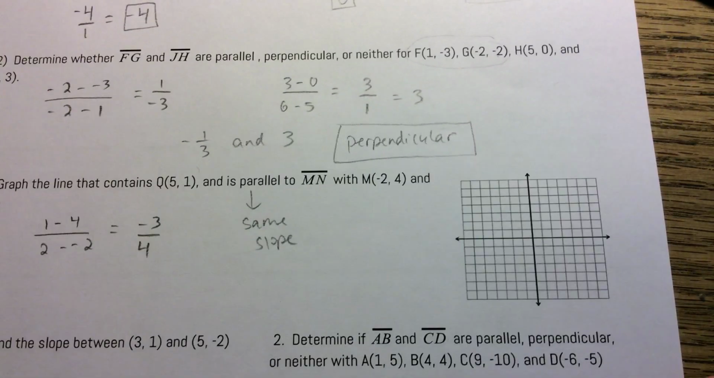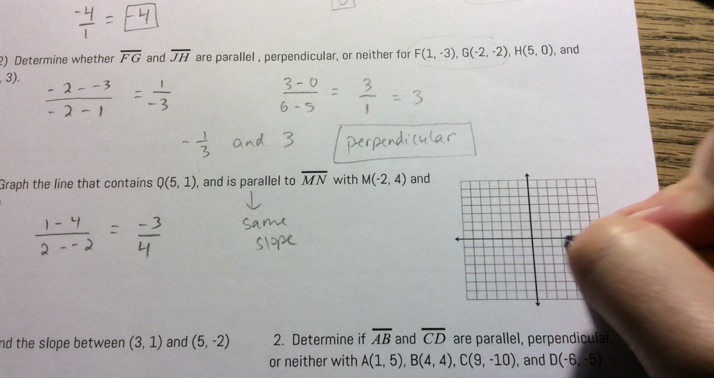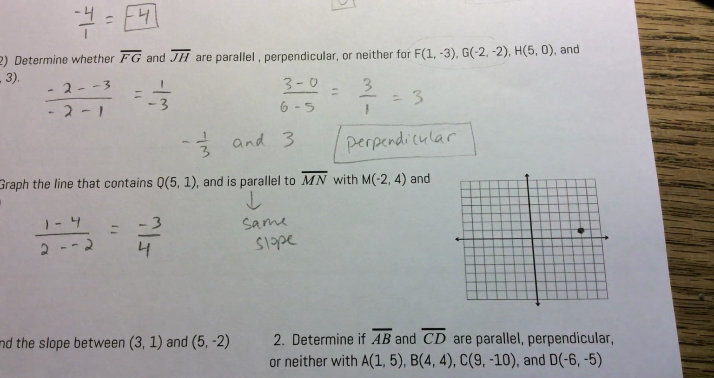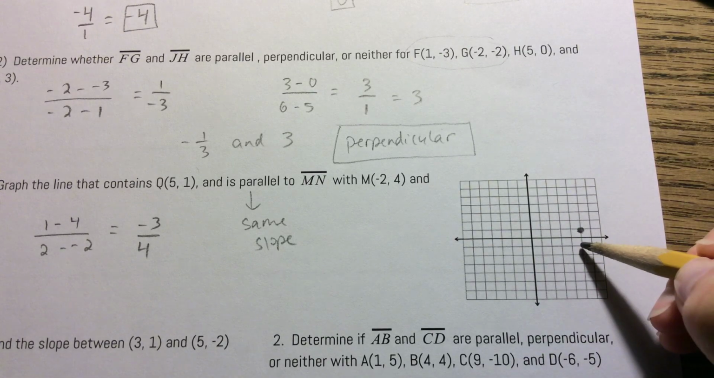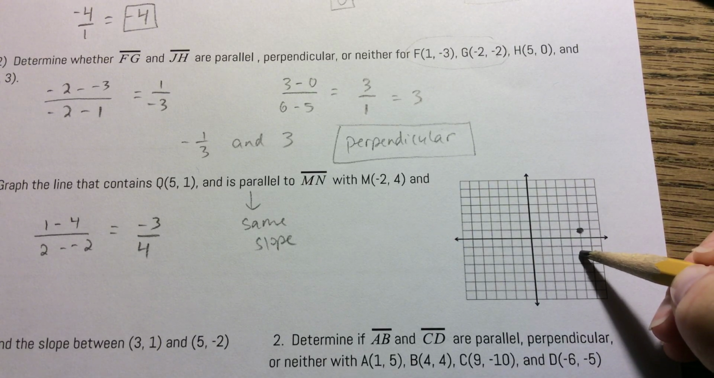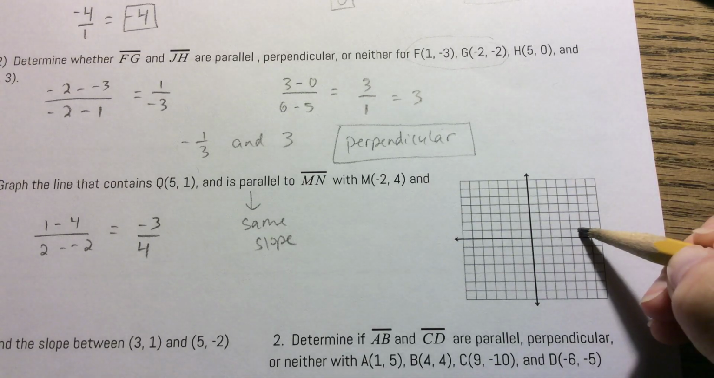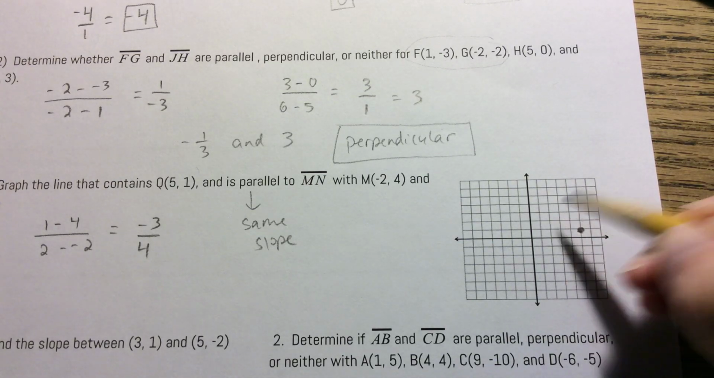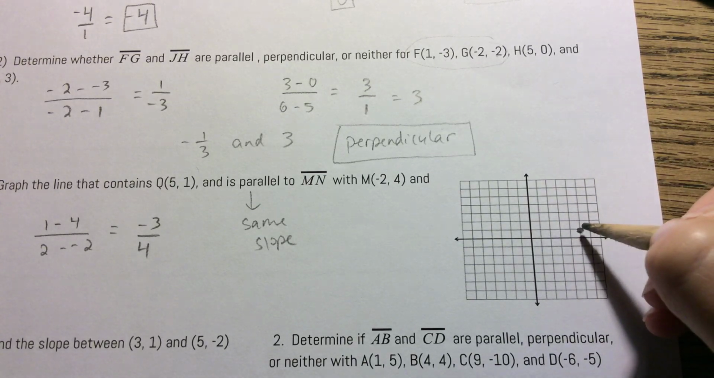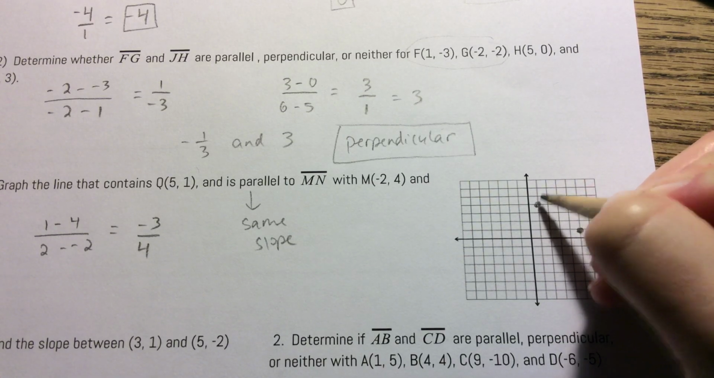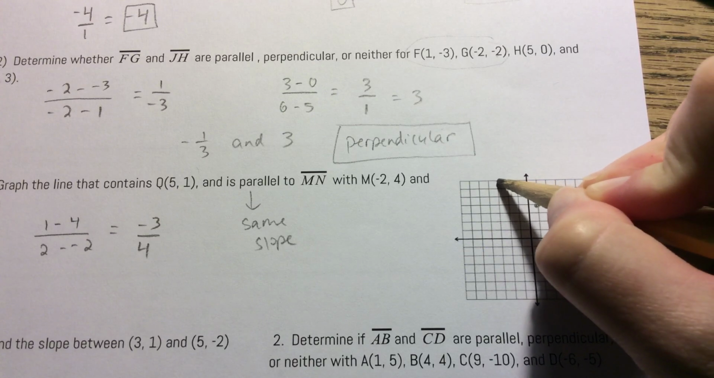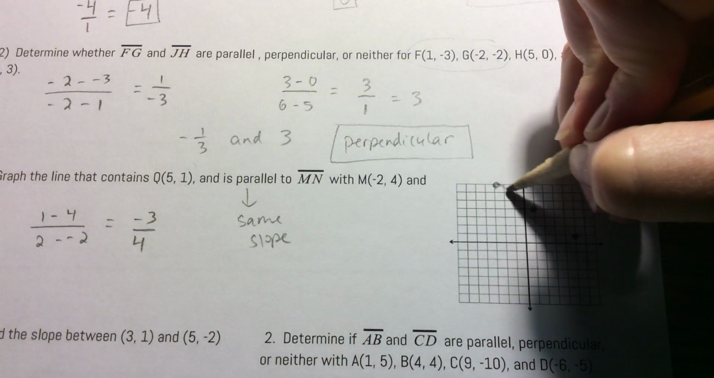So the first thing I'm going to do is plot that point, 5, 1, which would be right here. And if it has a slope of -3/4, that means I could go down 3 and to the right 4. It looks like I ran out of room there. Or I could do the opposite. I could go up and back. So if I go up 3 and back 4, it gives me this line right here.